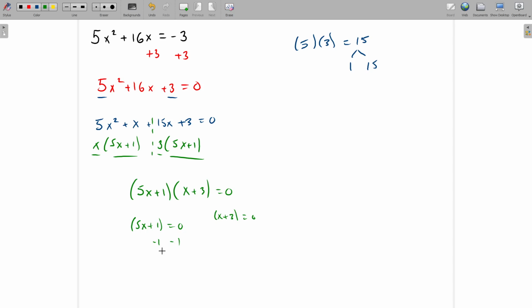We can subtract 1 from both sides and have 5x is equal to negative 1, and then divide both sides by 5 and get x is equal to negative 1/5, the first of our two solutions. For the other one, we can subtract 3 from both sides and get x is equal to negative 3. So this, x equals negative 3 and x equals negative 1/5, are the two solutions to this quadratic.